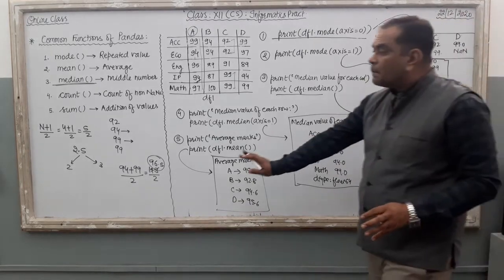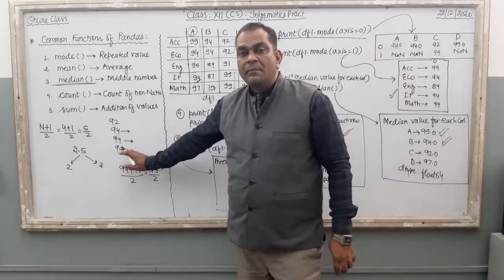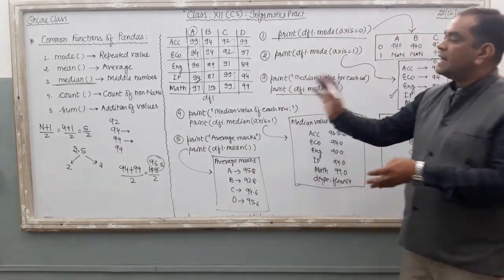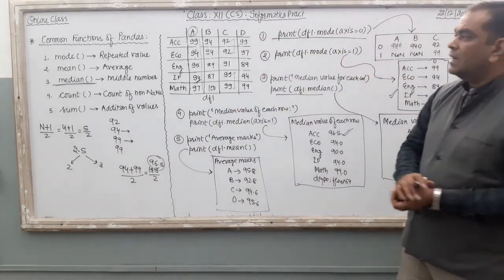Clear? So by this approach, you can get the median of each and every column, of each and every row. Done? So here it is completed.